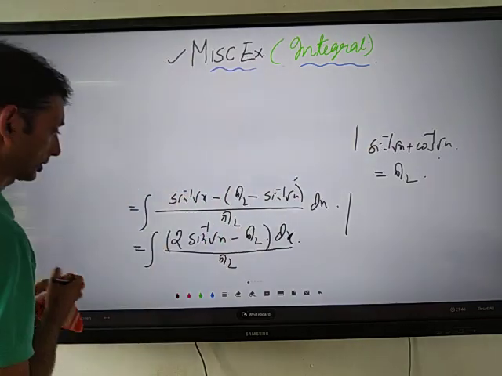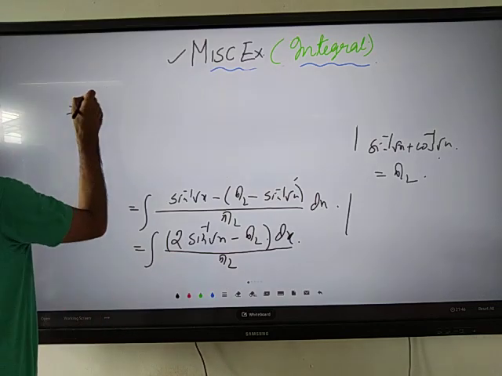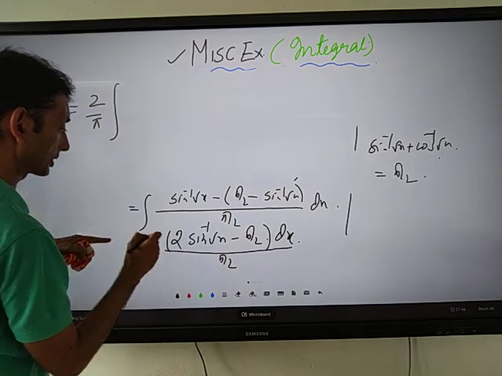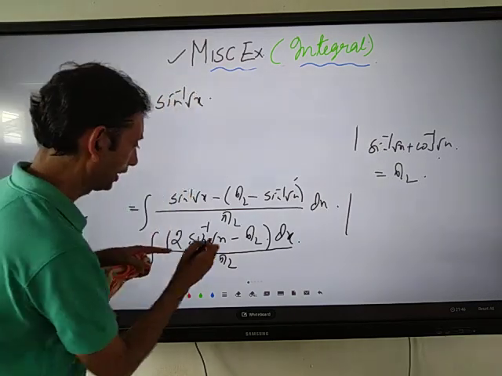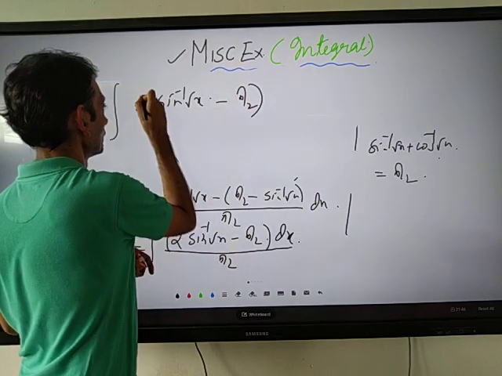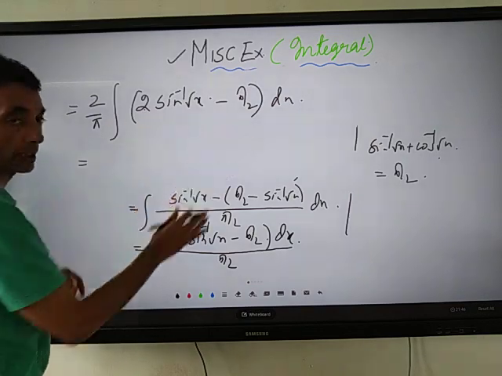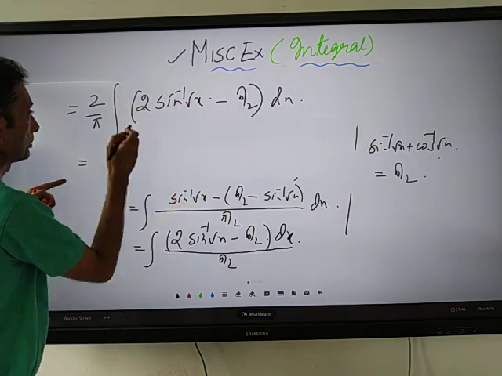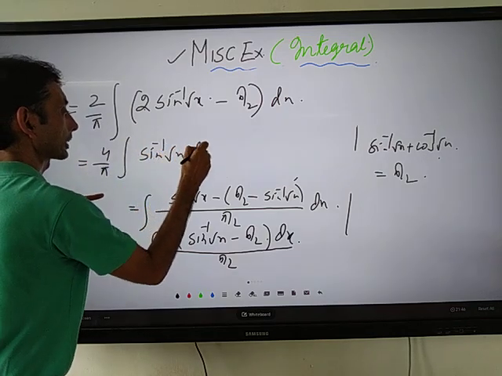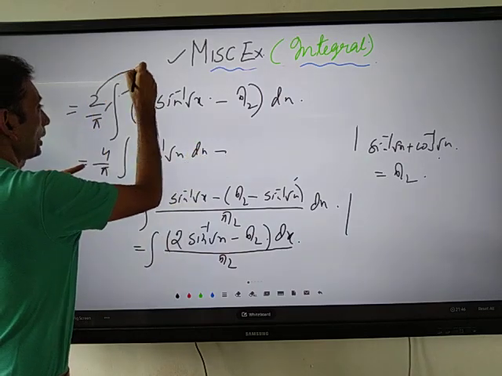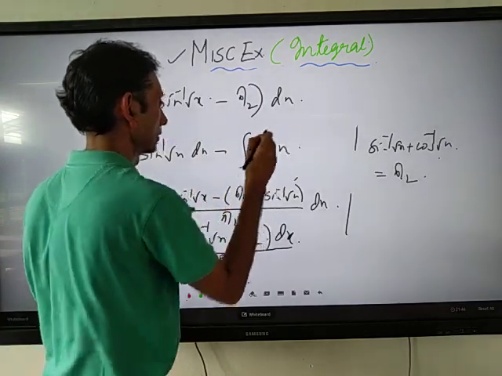What are the next steps? We can write pi by 2 as a coefficient, so this will be 2 by pi times the integral of (2 sine inverse root x minus pi by 2) dx. If we multiply the terms and separate into two integrals, the first term is 4 by pi sine inverse root x dx, minus the product of 2 by pi and pi by 2, which gives 1, so the integral of dx.